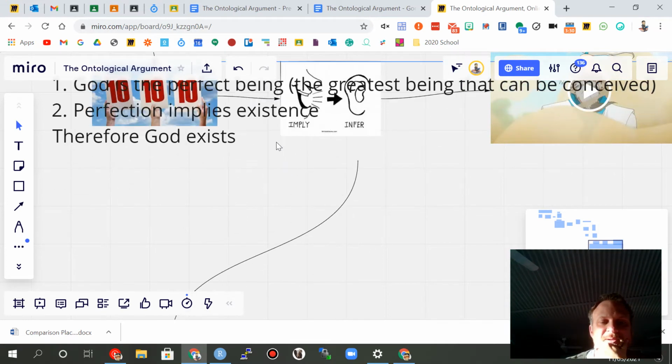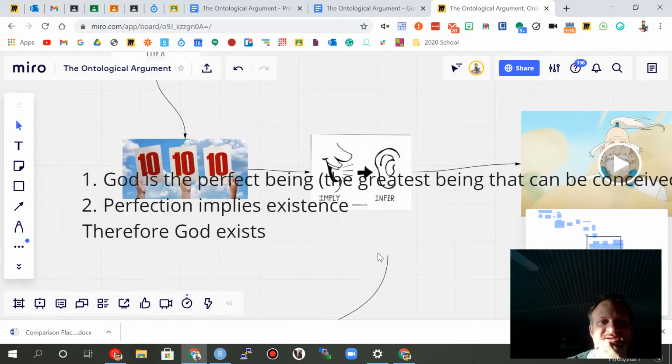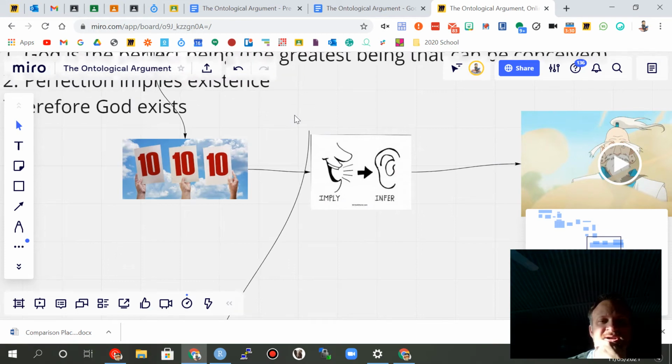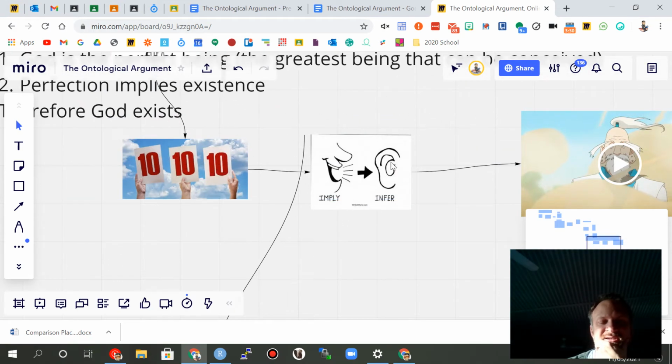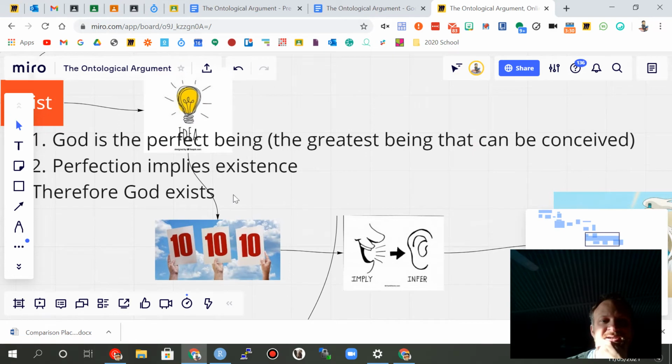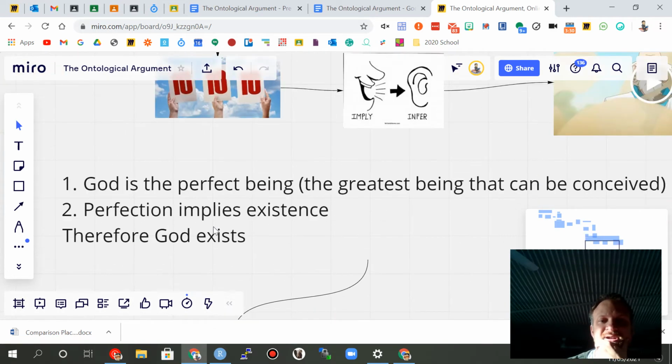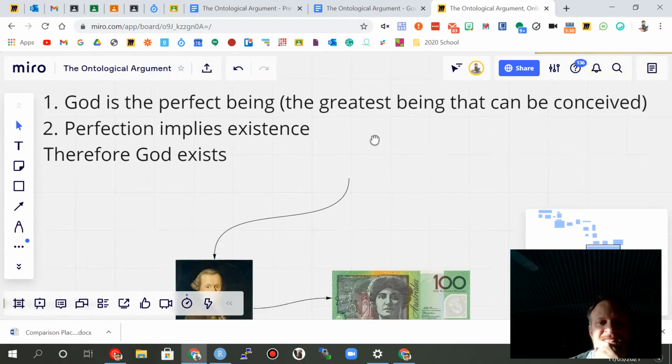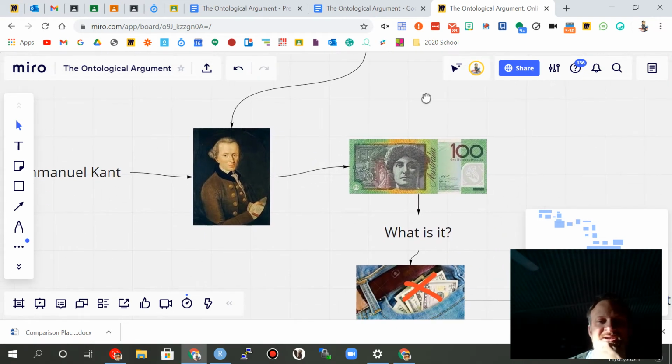Now, Immanuel Kant had a really good criticism here. And what's worth noting too is that Immanuel Kant is actually a Christian, but he didn't think that the ontological argument was good enough. He thought that it was a bit weak. He came up with something which is called the transcendental argument.